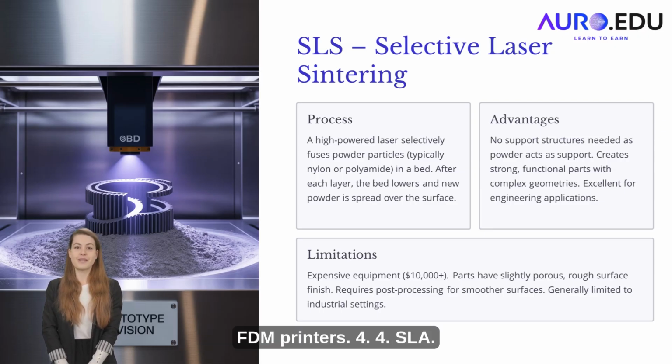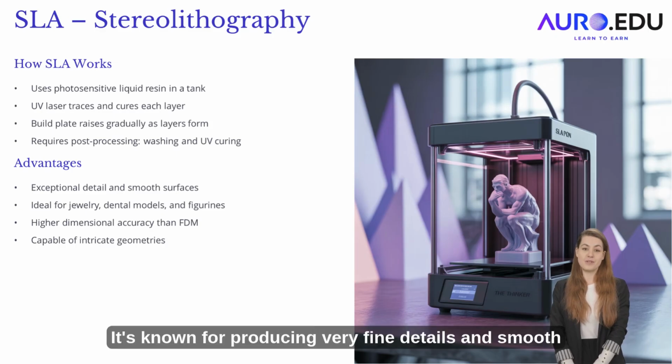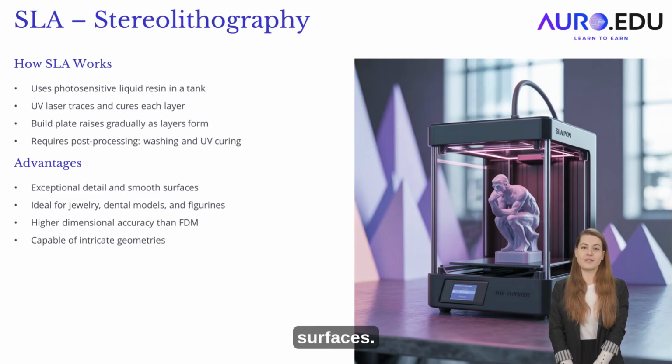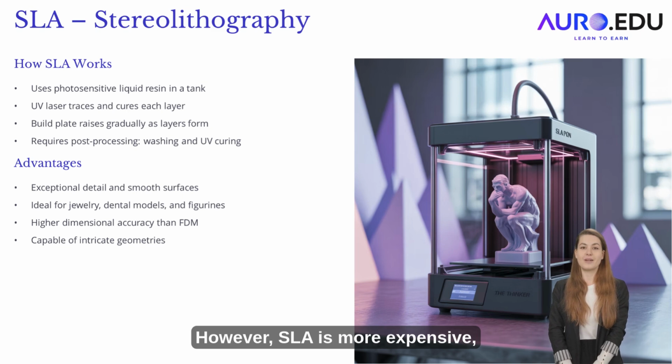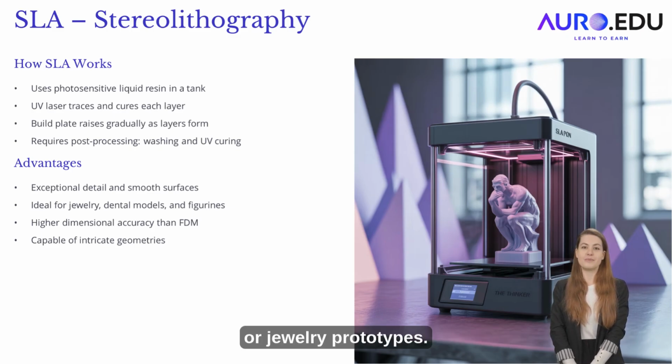4. SLA, Stereolithography. SLA uses a UV laser to solidify liquid resin. It's known for producing very fine details and smooth surfaces. However, SLA is more expensive, messy, and requires post-processing. It's mainly used for detailed models like dental or jewelry prototypes.